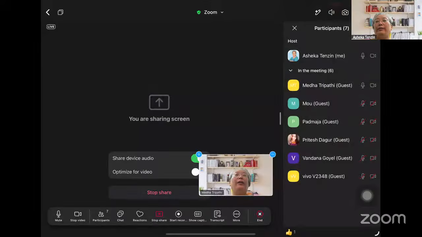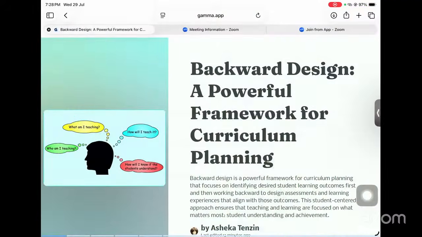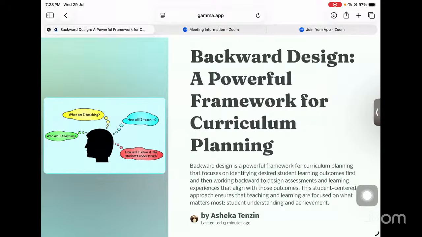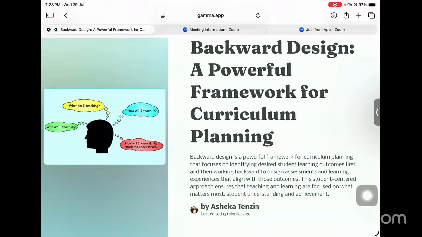Okay. So I've created this presentation using my subscription for Gamma.app. And as we know, this particular method, the framework we use for unit planning when we are doing MYP unit planning, is backward design. This is used for planning your curriculum. Right now we will be using it in order to plan our unit plan. So let us know more about this first.